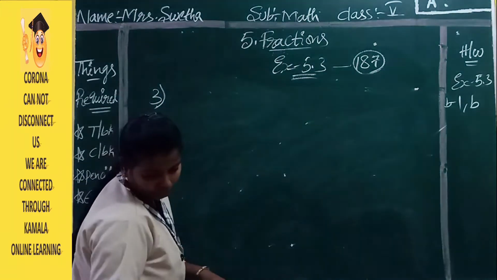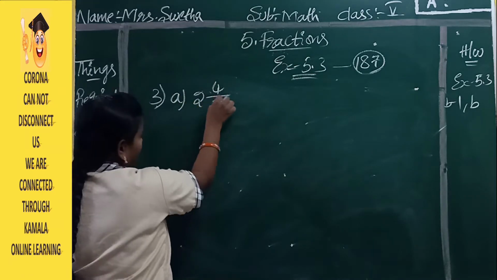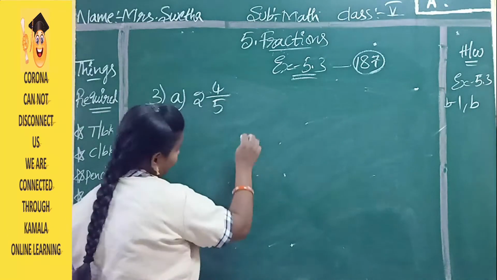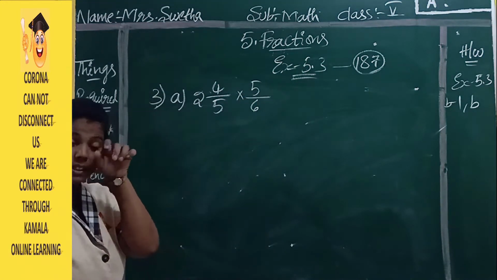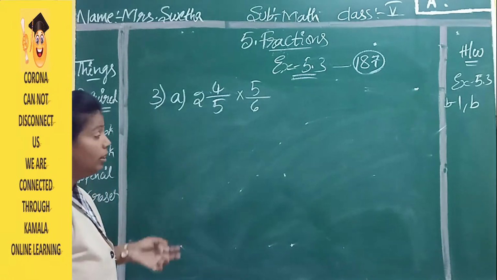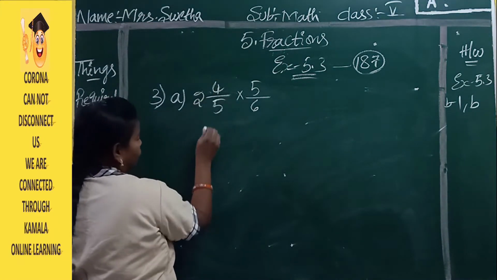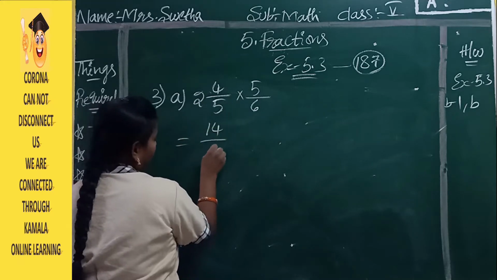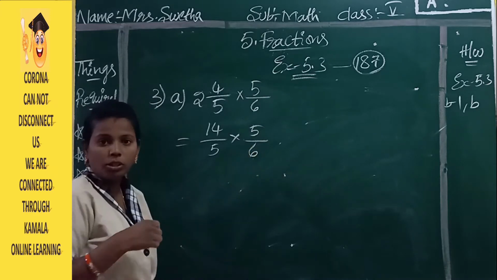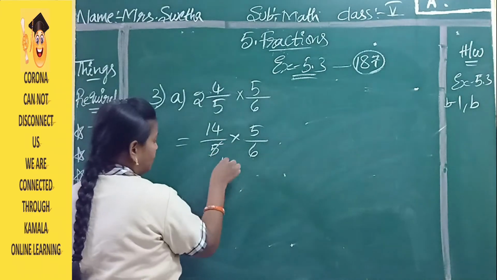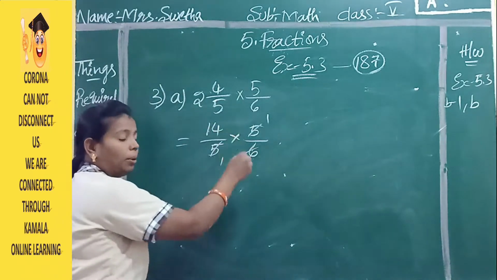So the main fraction you have here, 2 4 by 5 into 5 by 6. So this is the fraction you have here. First make them into normal fraction. See 5 2s are 10 plus 4, 14. 14 by 5 into 5 by 6. If it is possible, here only you can cancel. See 5 ones are 5, 5 ones are 5.